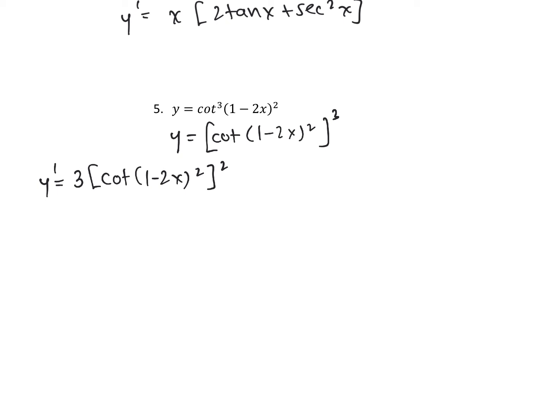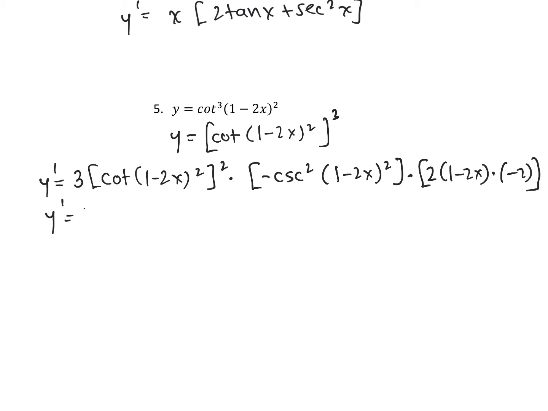Then we want to take the derivative of the inside. So cotangent, the derivative is minus cosecant squared. Inside bracket stays the same. Then we're going to multiply by the derivative of the inside, 1 minus 2x squared. So that's another chain rule. So bring down the 2. 1 minus 2x, and then take the derivative of the inside of that, which would be minus 2.